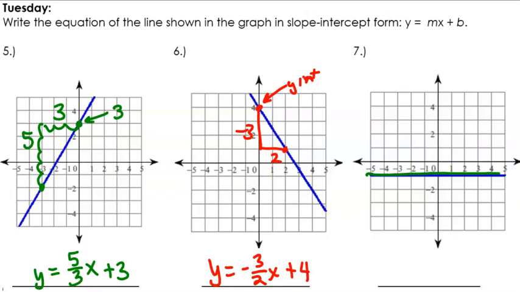The last one is a horizontal line. And anytime you have a horizontal line, your slope would be 0. So we don't even need to write the x, but we do need to write the y-intercept, which is negative 1.